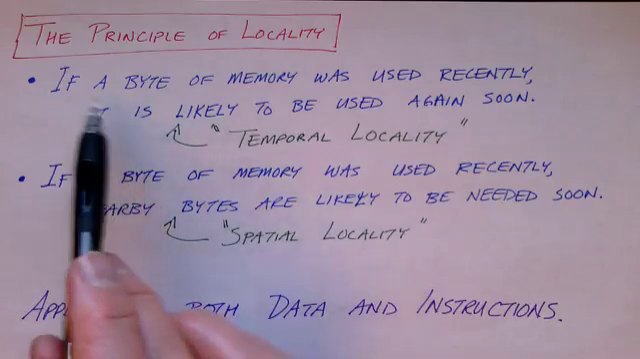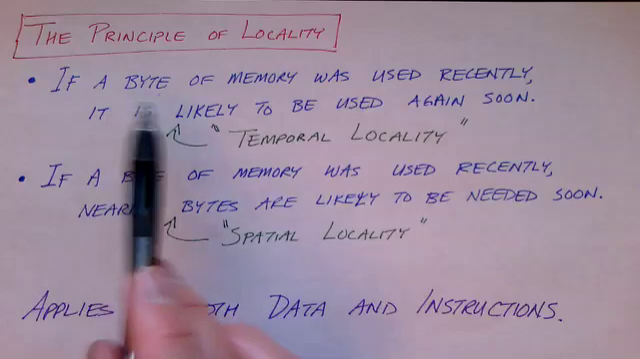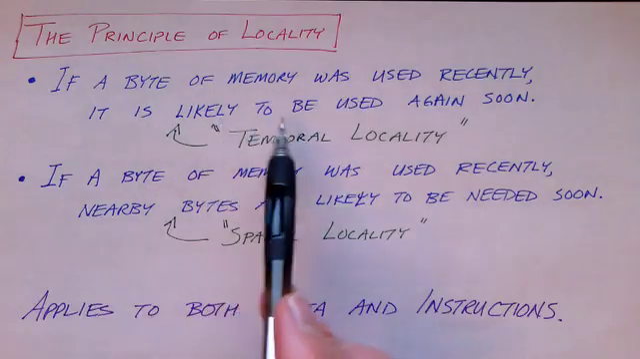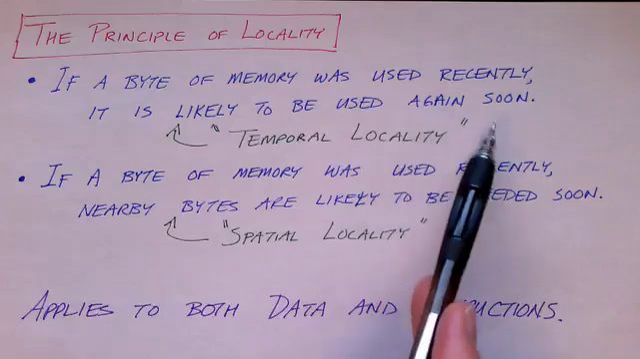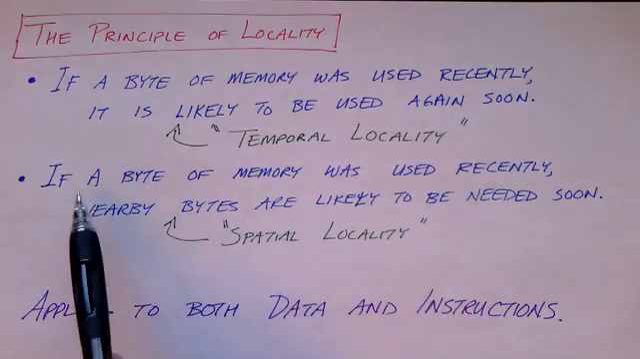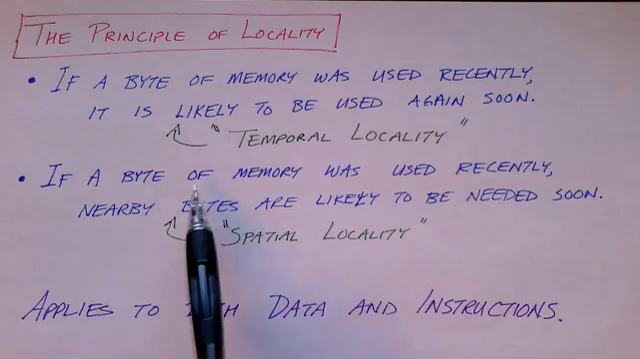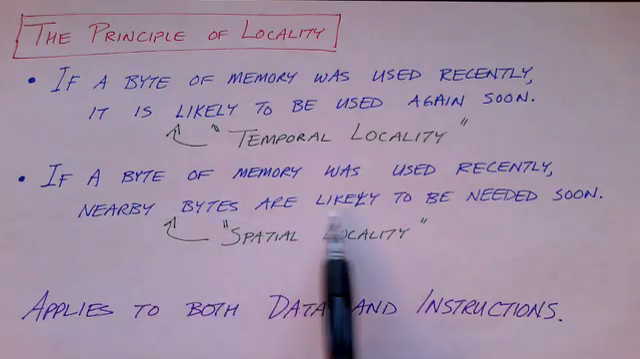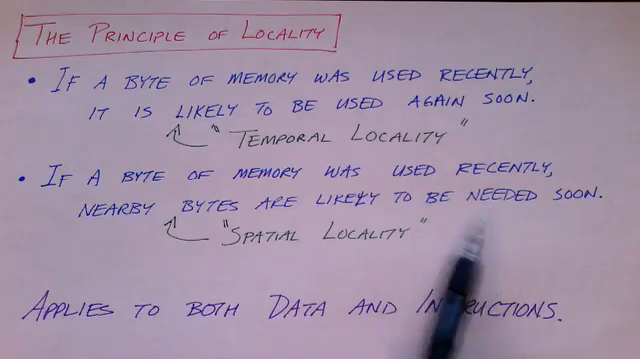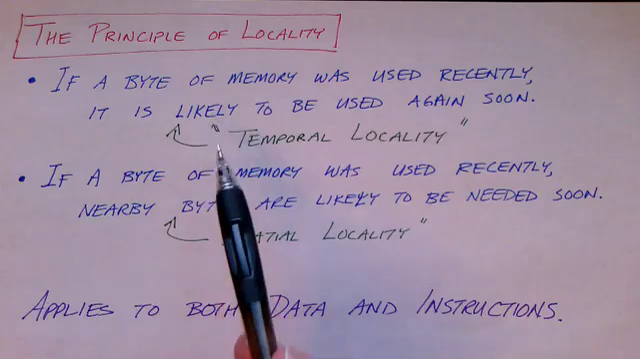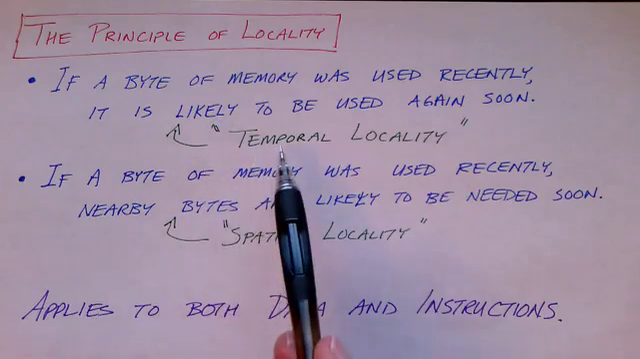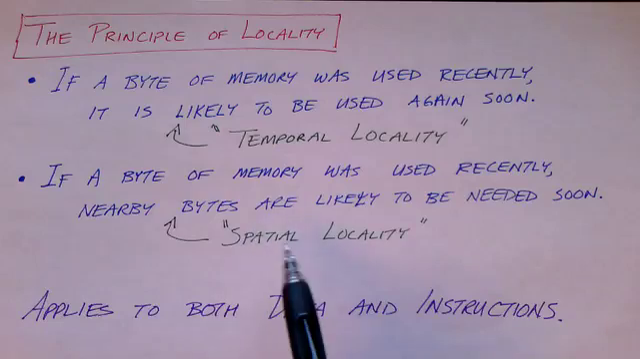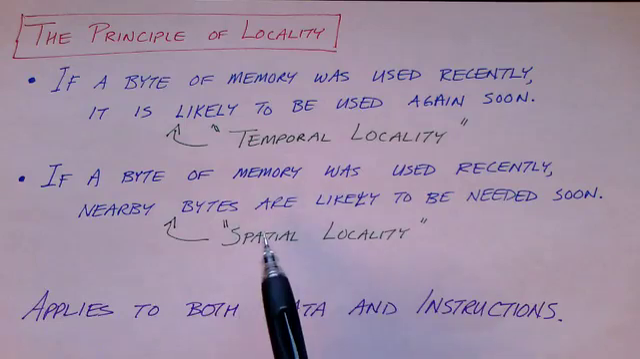And what is that principle? Well, it says simply that if a byte of memory was used recently, it's likely that that byte will be used again in the near future. And if a byte of memory was used recently, then it's likely that nearby bytes are going to be used in the near future. So we can break these down into two different kinds of pieces and call one of them temporal locality, that is nearness in time, and the other is spatial locality, that is nearness in space.